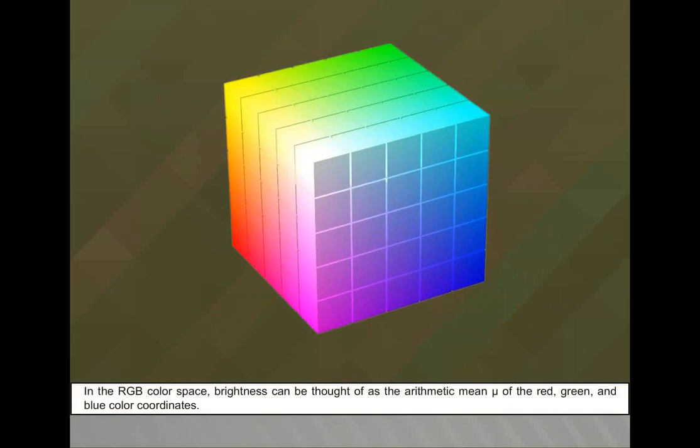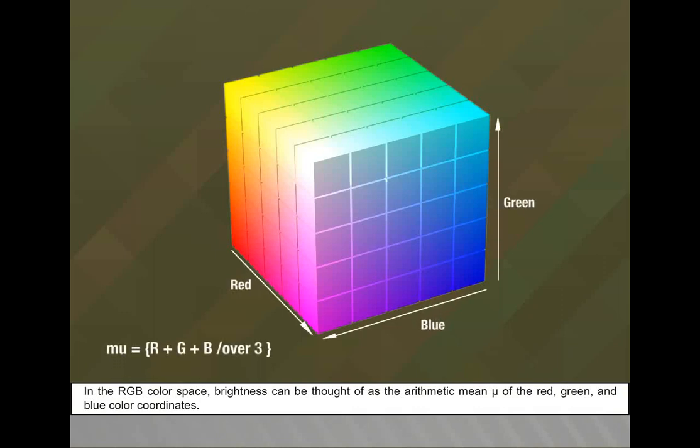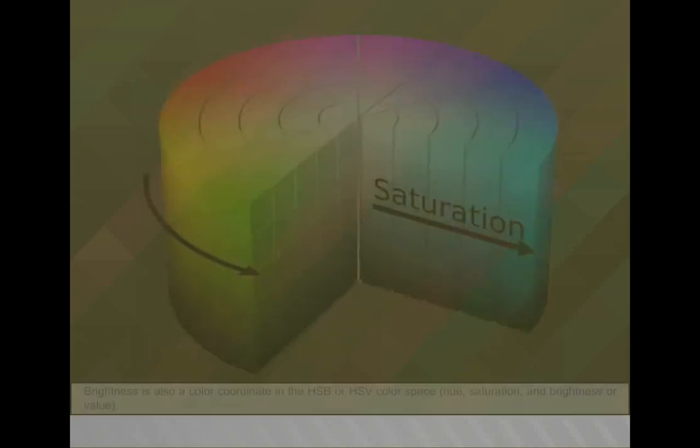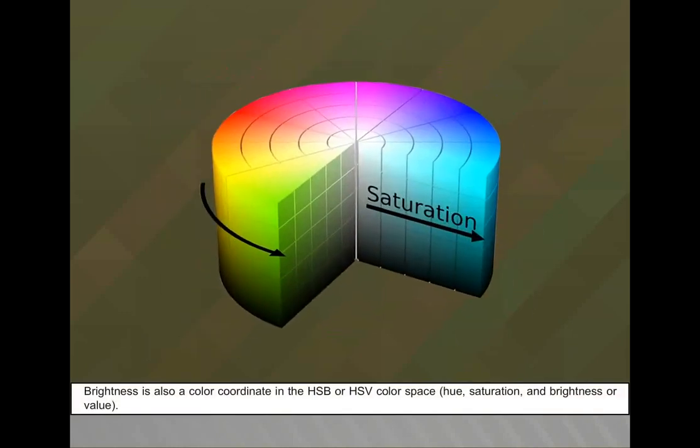In the RGB color space, brightness can be thought of as the arithmetic mean mu of the red, green, and blue color coordinates. Mu is equal to R plus G plus B divided by 3. Brightness is also a color coordinate in the HSB or HSV color space, that is hue, saturation, and brightness or value. With regard to stars, brightness is quantified as apparent magnitude and absolute magnitude.